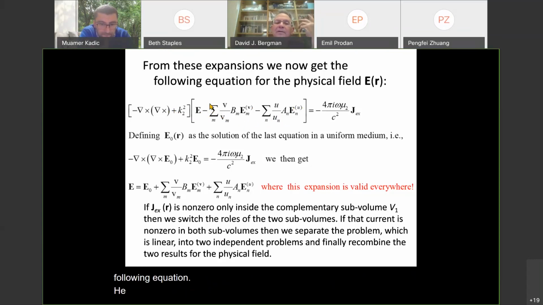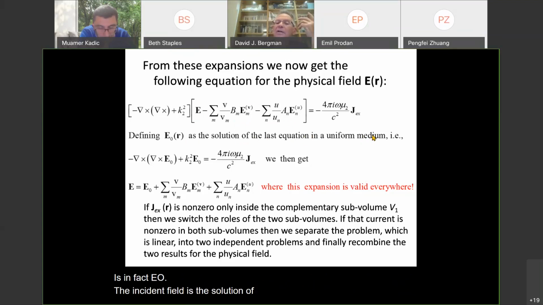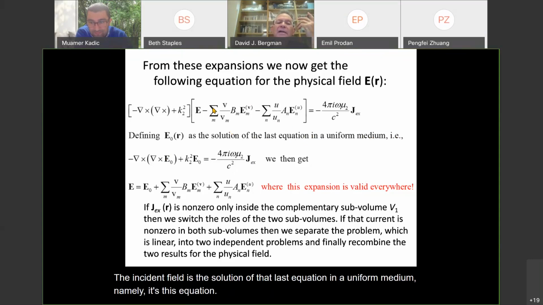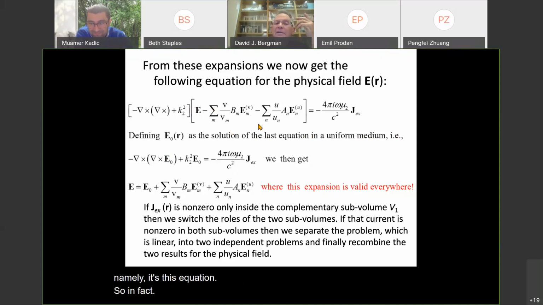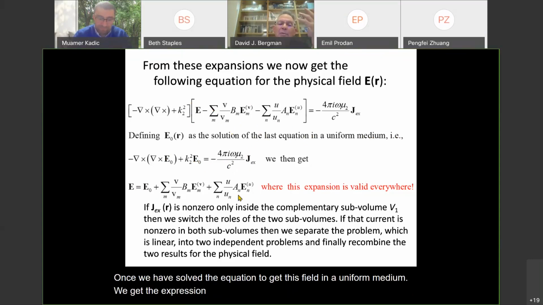Now, what you can see here is that what is in these large square brackets is in fact E0. The incident field is the solution of the last equation in a uniform medium, namely, it's this equation. In fact, once we have solved the equation to get this field in a uniform medium, we get the expression for E. It's E0 plus all the rest. And the rest is, of course, the scattered field.